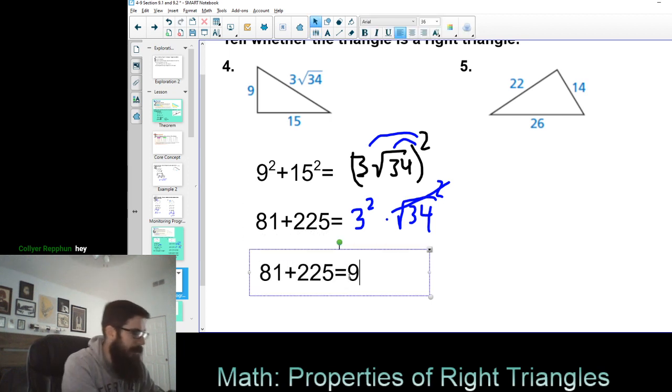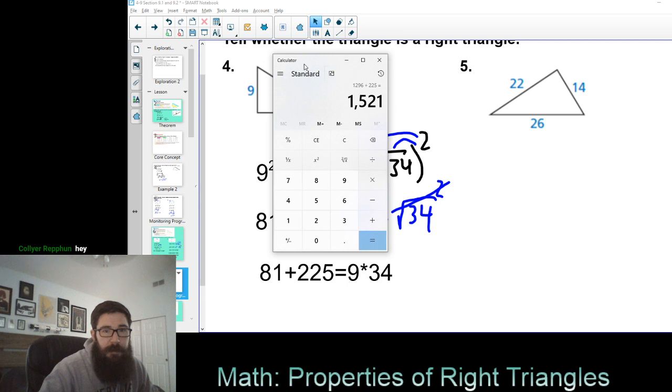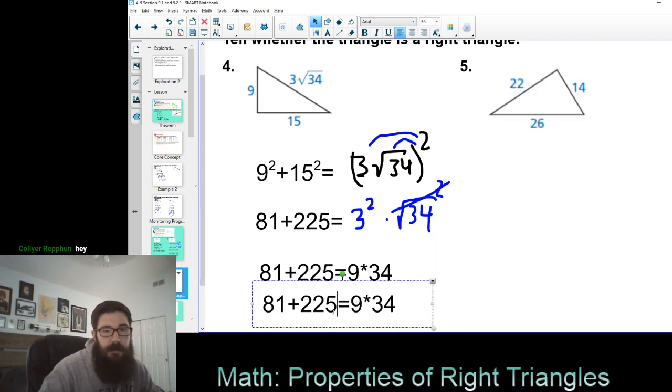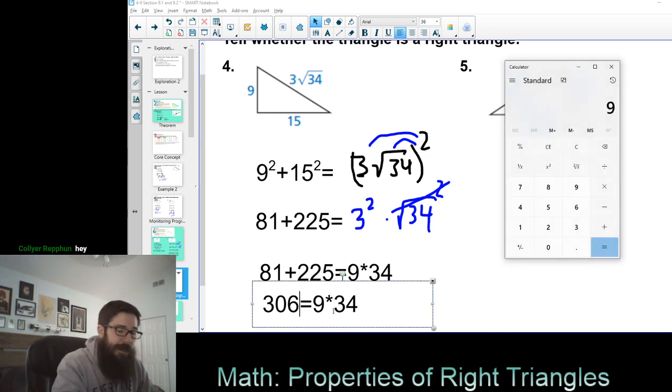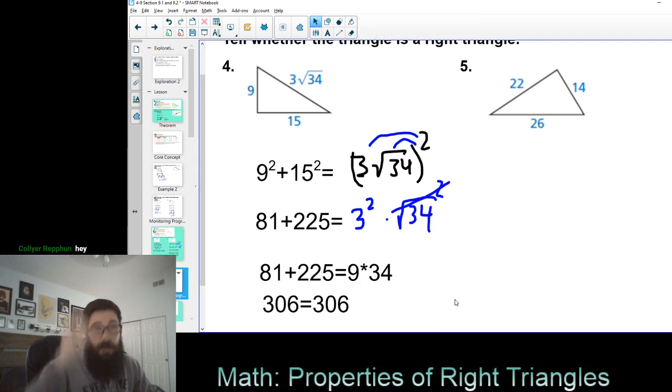My 3 squared was 9 times, once the square root and the square cancel out, I have times 34. Again, calculator's totally okay. Let's bring it back up. What's 81 plus 225? It's 306. So I'm going to replace my left side with 306. Is that equal to 9 times 34? Oh, indeed. So what does that mean about this guy? This triangle is a right triangle. We now know for sure that we do have a right angle in between that 9 and 15.